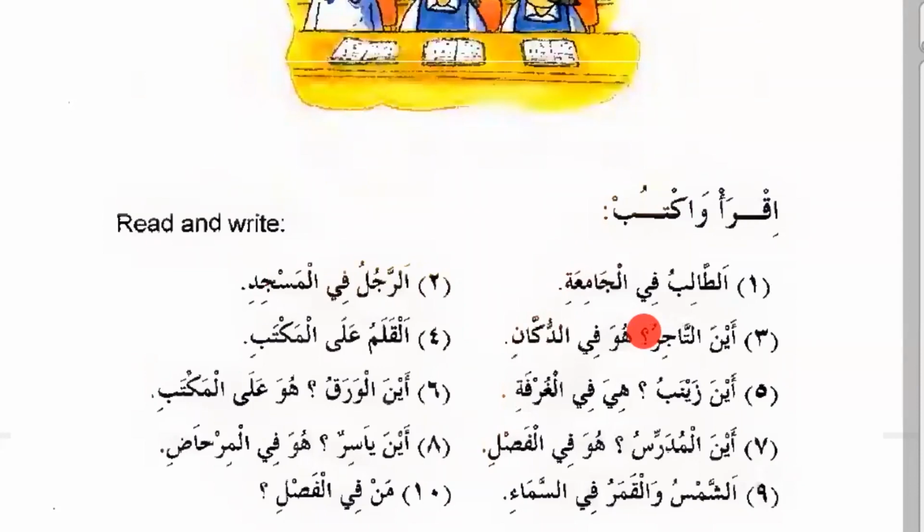But if the one you are talking about or referring to is female, you must add the ta marbuta. Other than that, it is male. I hope that is clear. In most of the time, not all the time. There are other signs of femininity, but we look at this one. Ayna Zaynab? Where is Zaynab?